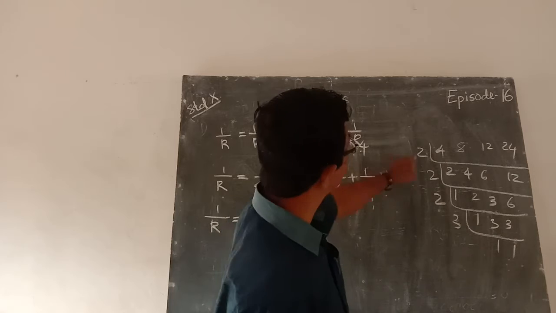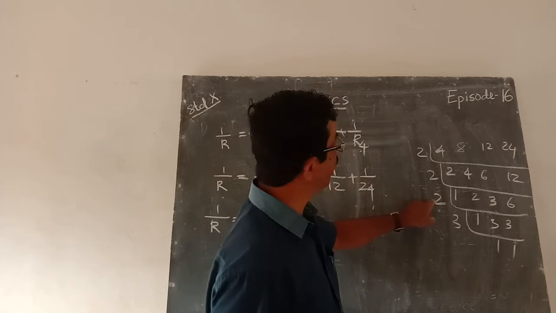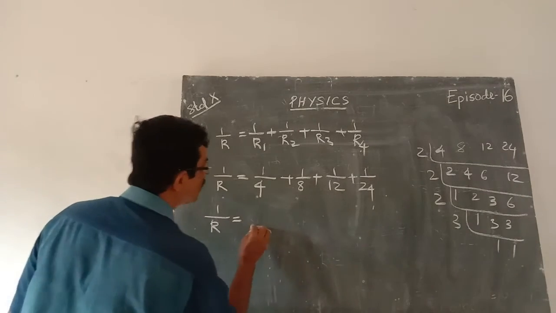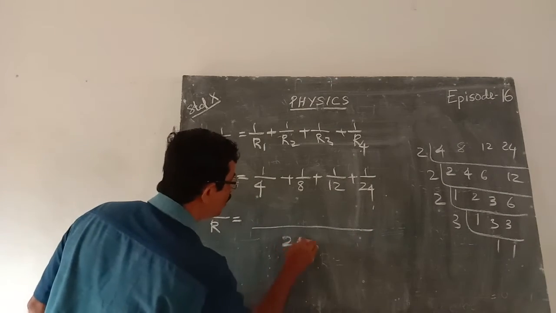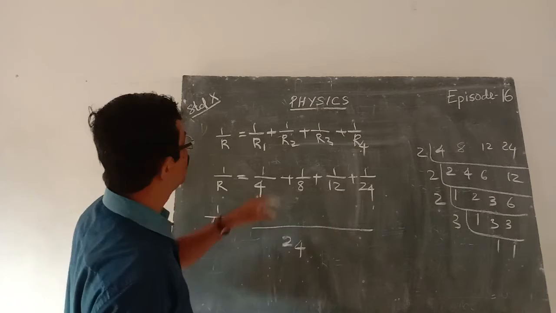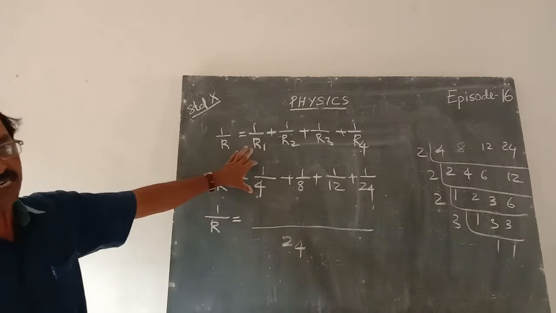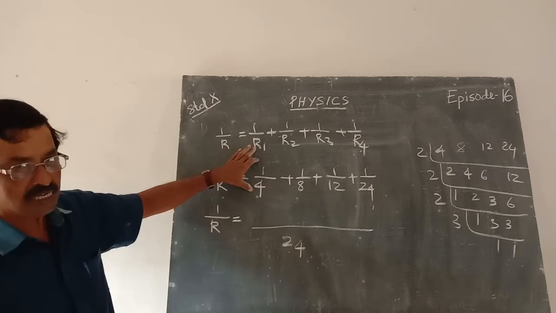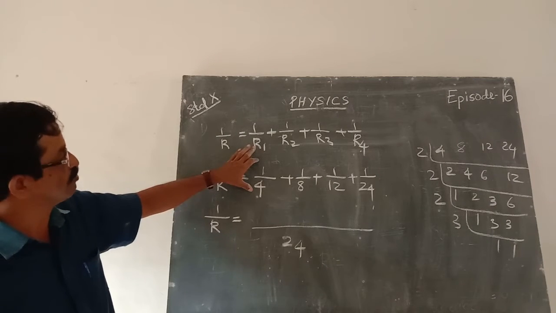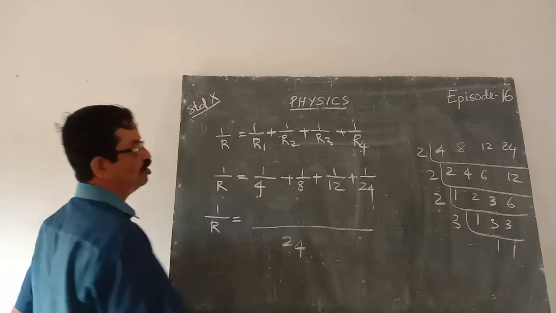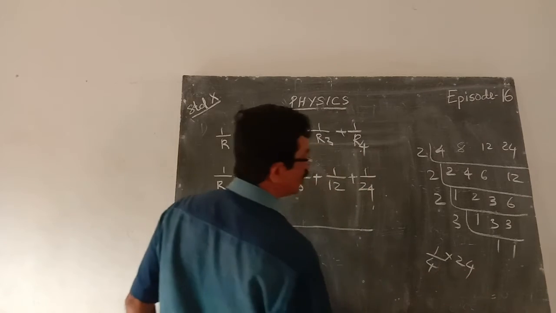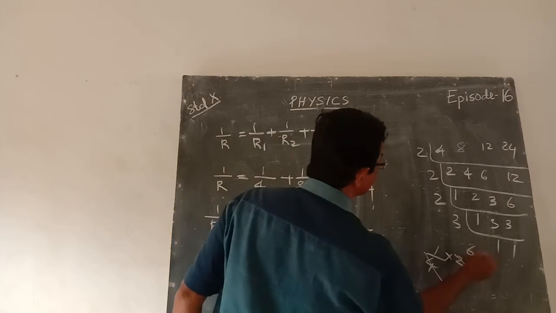Now see, 2 into 2 is 4, 4 into 2 is 8, 8 times 3 is 24. Now the LCM of this is 24. After taking the LCM, we multiply each fraction with the LCM that we got. That means 1 by 4 into 24, how much will it be? How many times? 6.